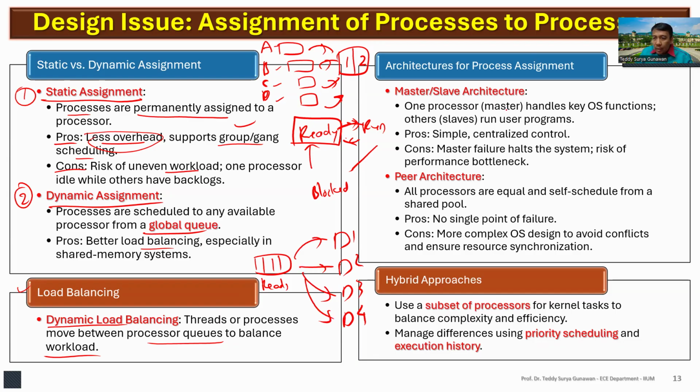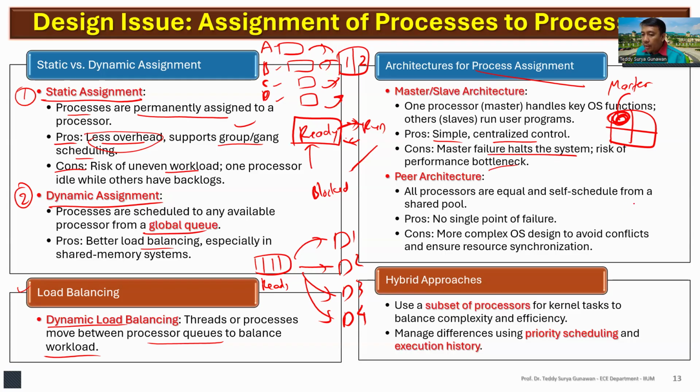For the architecture for process assignment, you can have a master-slave architecture, meaning that if you have 4 cores, one is the manager, or the master. Or you can have peer architectures. The master-slave is simple centralized control. But if there is some failure of the master, or we can have a performance bottleneck as well. So there's a trade-off.